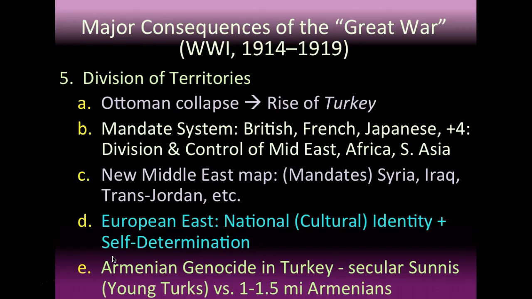And then lastly, in this topic, the Armenian genocide happened in Turkey. We've already talked about this. The secular Sunnis, the Young Turks, killed between 1 million and 1.5 million Armenians, Christians, because there was a belief that they were siding with the Allied powers, which chances are they weren't, but either way, this was definitely a horrible experience for Armenians.